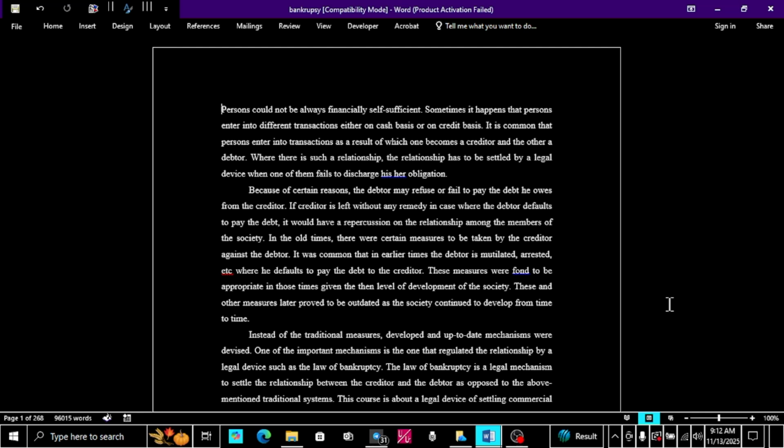So let's press Alt down arrow. Sometimes it happens that persons enter into different transactions either on cash basis or on credit basis. Yes, it is reading a sentence. Let's press Alt up arrow to navigate to the previous sentence. Persons could not be always financially self-sufficient. Yes, this is how to read by sentence.